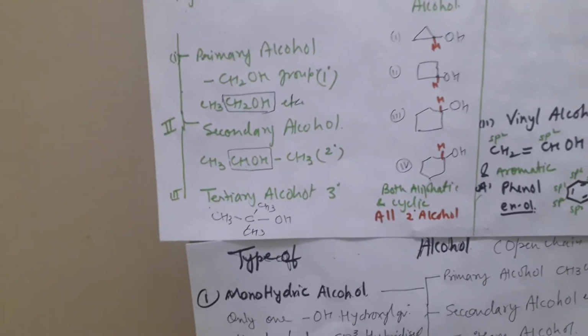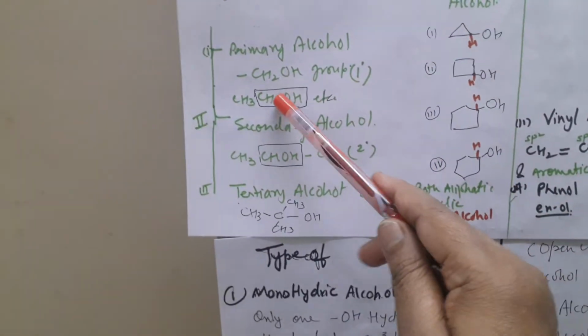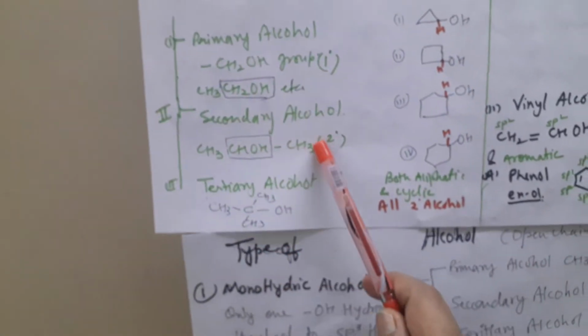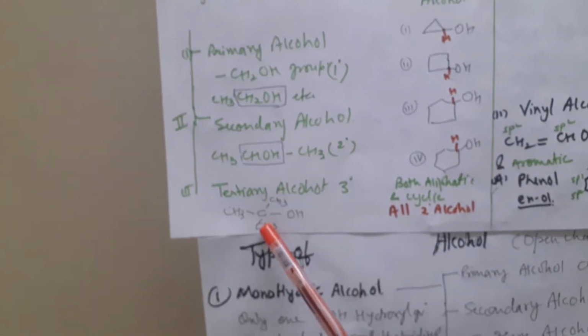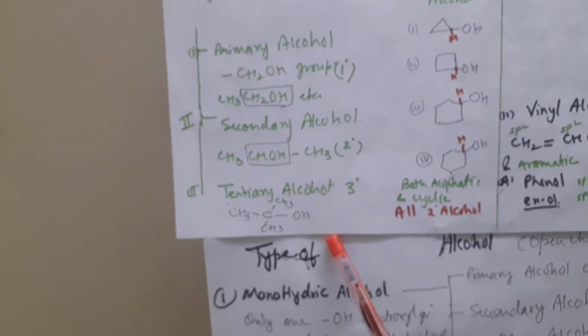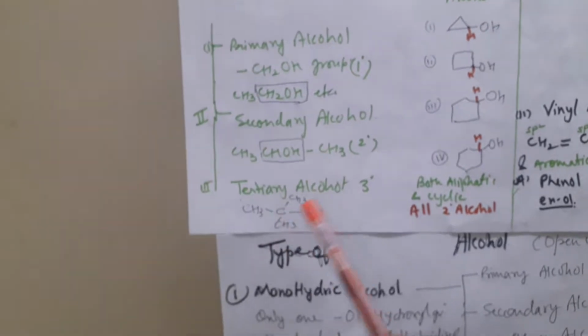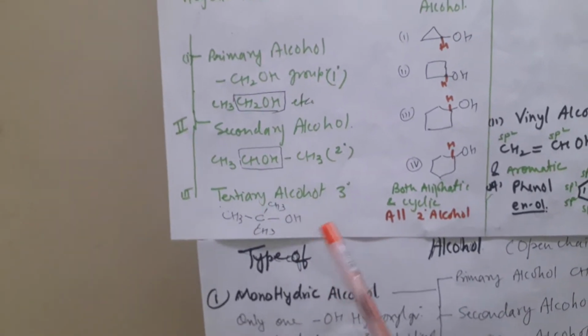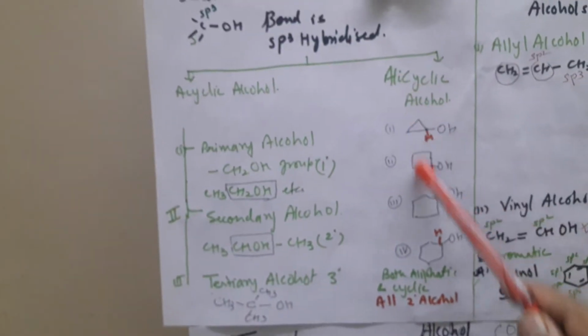What is a 1-degree carbon? When a carbon is attached to only one other carbon, that is called a 1-degree carbon. When a carbon is attached to 2 other carbons, we call it a 2-degree carbon. When a carbon is attached to 3 other carbons, we call it a 3-degree carbon, and the OH group attached to it is called tertiary alcohol or 3-degree alcohol. Clear? Now we'll go to alicyclic.